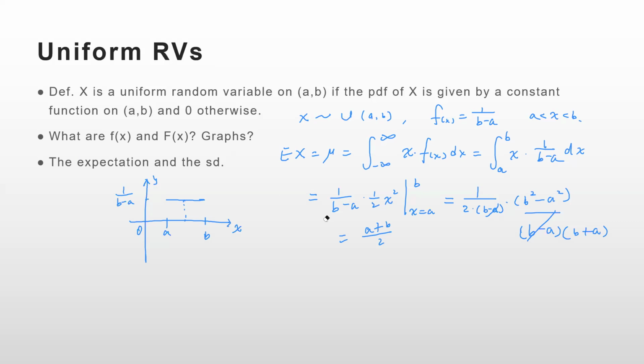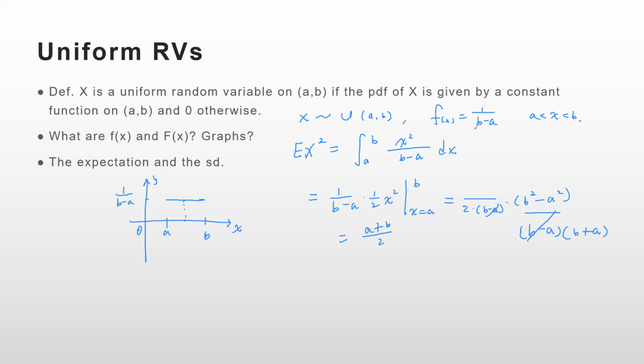All right, let's look at the variance. Variance is the second moment minus the first moment squared. Let's calculate the second moment, which is the integral from a to b of x squared over b minus a, dx. I already changed the lower limit and upper limit from negative infinity to a and positive infinity to b.